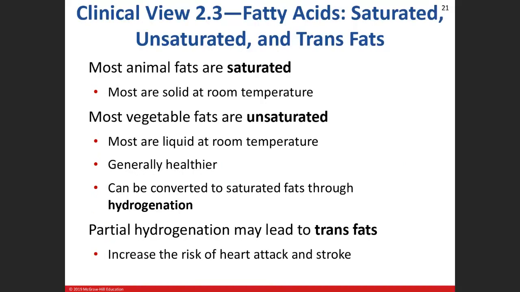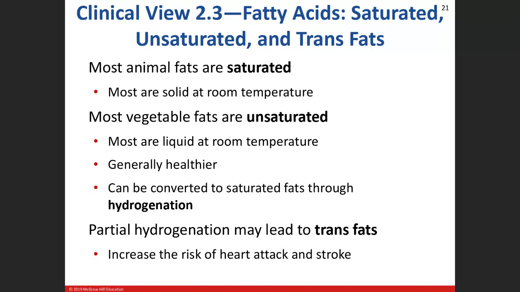So let me just jump into the last slide here for this video, and then actually that's a lie. I've got one more after this, but let me talk to you about the fatty acids here, about saturated, unsaturated, and trans fats. So keep in mind, what did we say?